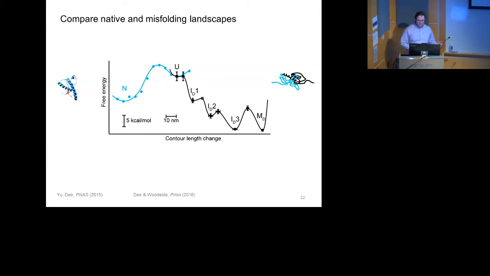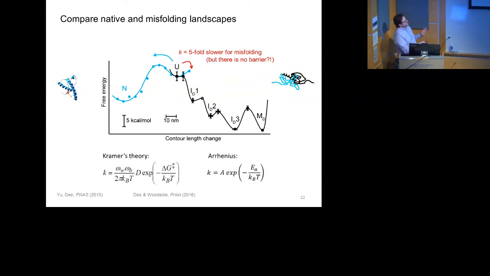That was curious because the folding rate for the dimer going into this first intermediate was actually 5 times slower than the observed folding rate for going into the native state. We thought, okay, how can this be? How can the folding actually be slower if there's no barrier? We're used to thinking of barriers as determining the rates.